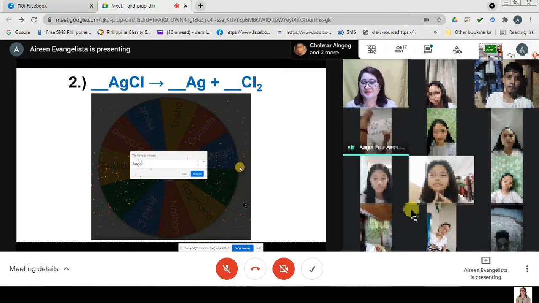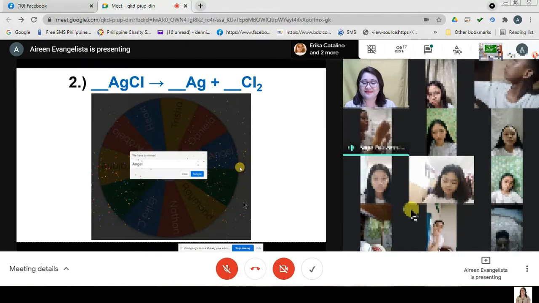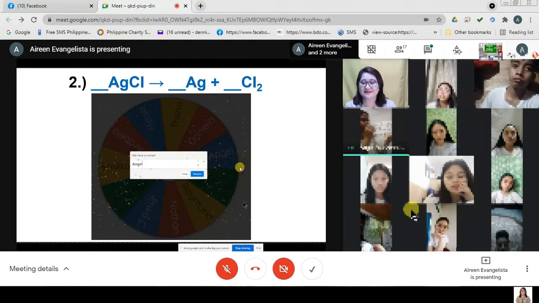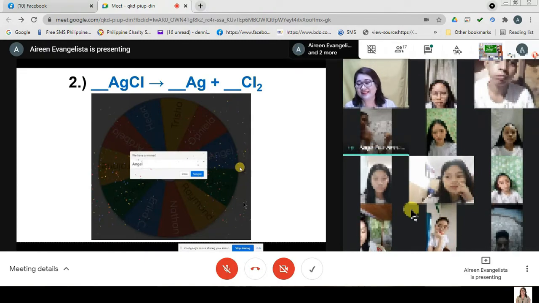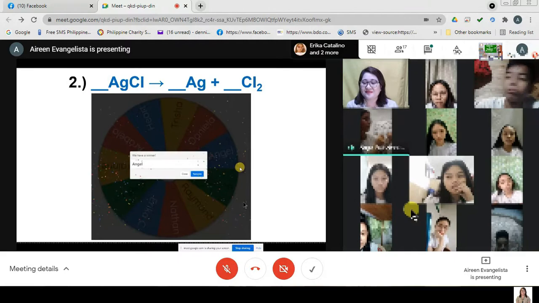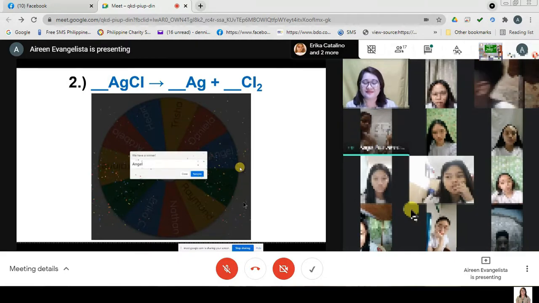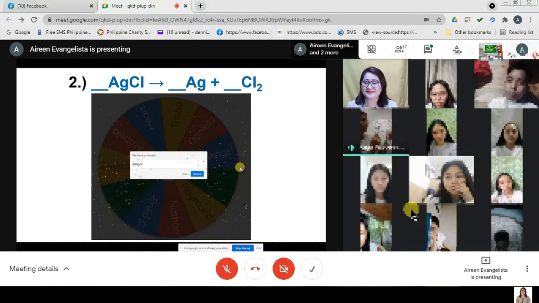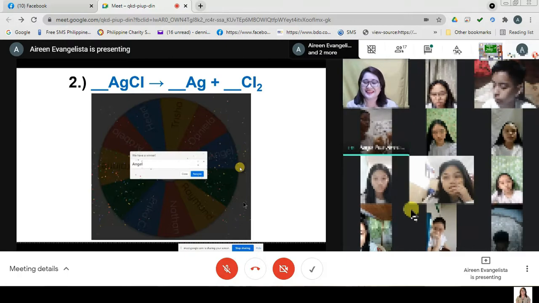So we have Ag is equal to 1 and Cl is equal to 1. On the product side, we also have Ag, which is equal to 1, and Cl is equal to 2. To balance the Cl, we're going to change the coefficient in front of AgCl to 2. So we have 1 times 2 equals 2 for Ag, and the Cl also has 1 times 2 equals 2.